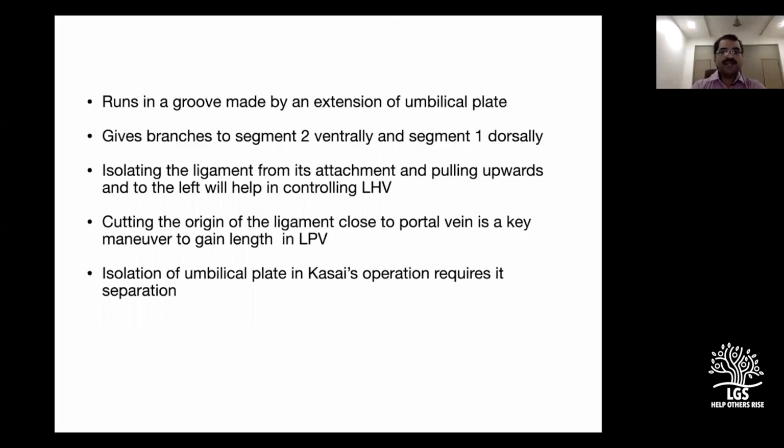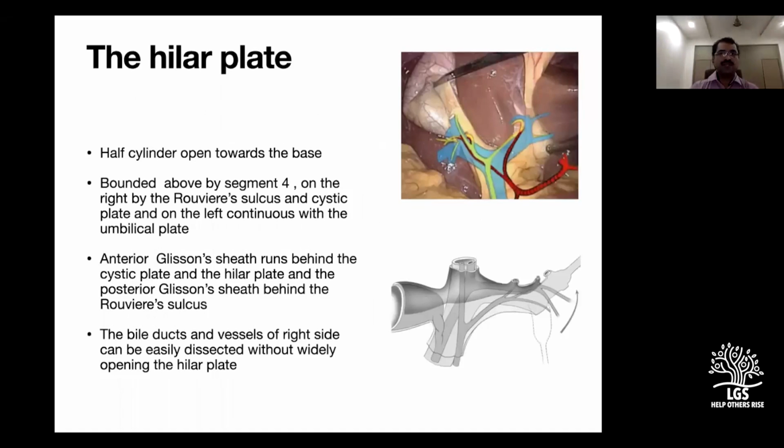And the same ligament has to be excised when you have to isolate the umbilical plate when you perform what is called the Kasai operation done for biliary atresia. So the next important structure there is the hilar plate. I actually discussed the hilar plate in the last class. It's a half cylinder which is open towards the base.